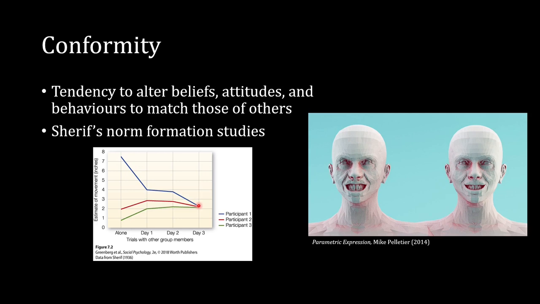And then follow-up studies actually show that the participants didn't just agree to these estimates to get along with others. They actually truly and privately believed in the estimates. So this is the power of conformity, that it can even push around our most basic perceptions, if that makes sense.